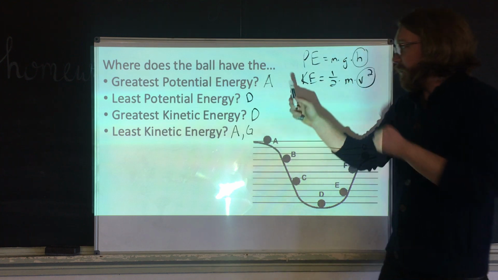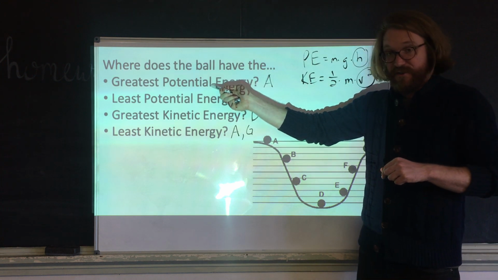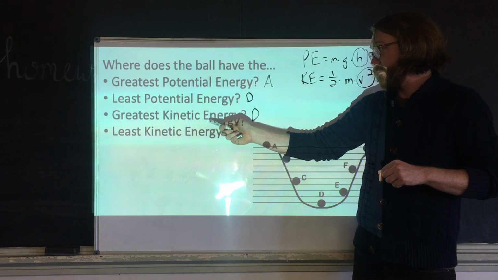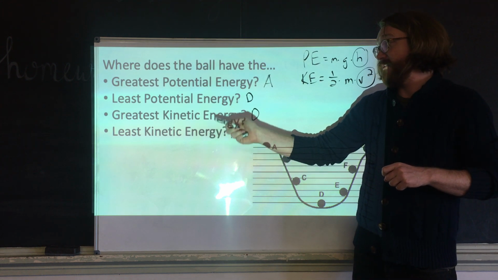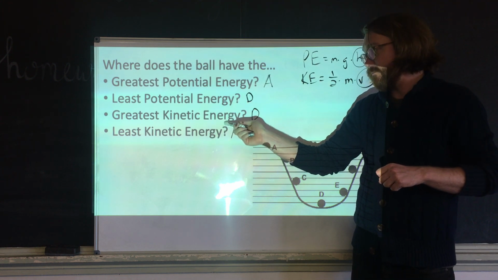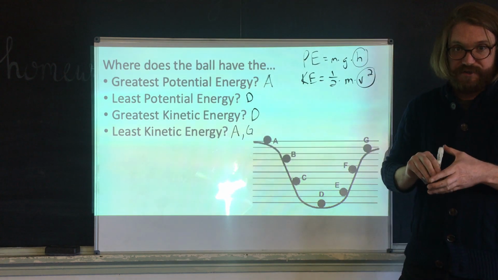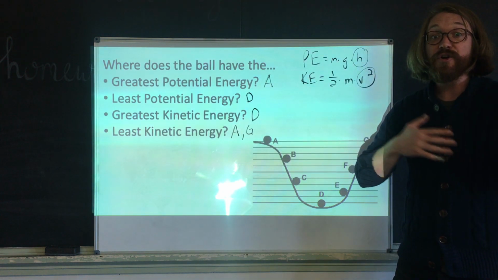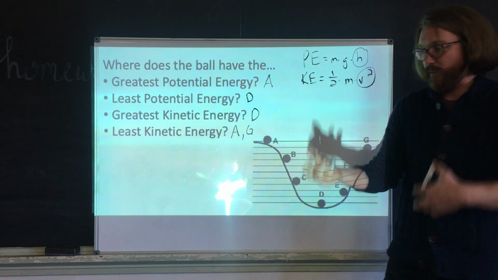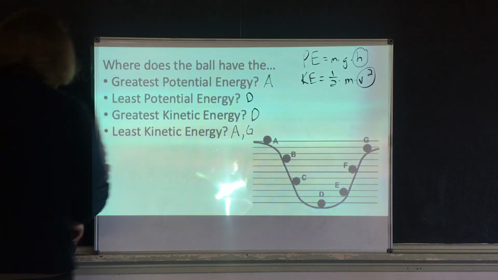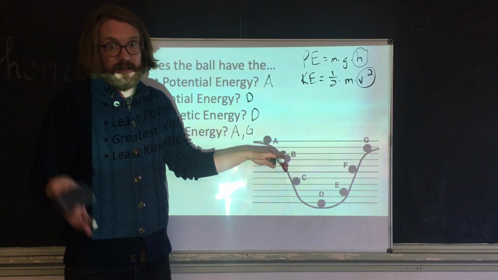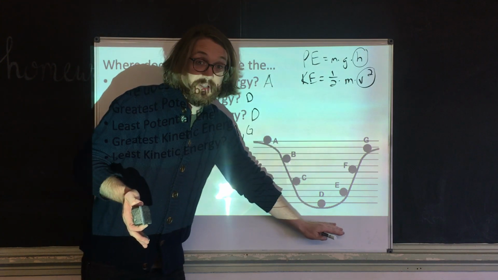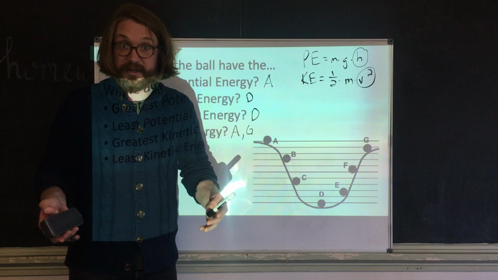Notice that where it has the most potential energy, it has the least kinetic energy, and where it has the least potential energy, it has the most kinetic energy. That's because they're getting turned into one another. They're transforming. We're going to talk more about that next class. But for right now, just remember, if you're high off the ground, you got a lot of potential energy. If you're going really fast, you got a lot of kinetic energy.